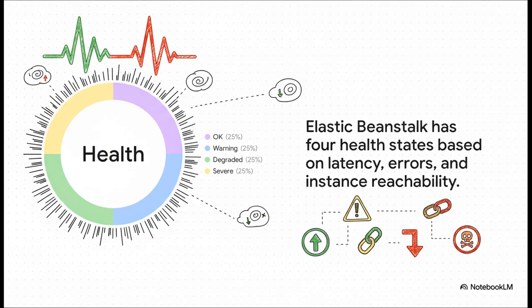So with all this stuff running, how do you know if your application is actually healthy? Well, Elastic Beanstalk has a built-in health monitoring system that goes way beyond a simple is it on or off check. It's analyzing things like response times and error rates to give you a clear status from OK to warning all the way down to severe, so you know about problems before your users do.